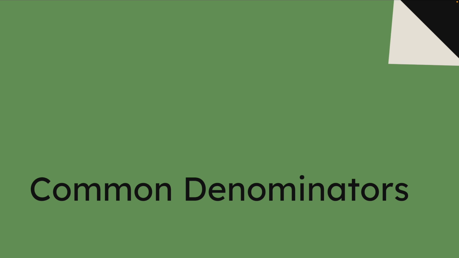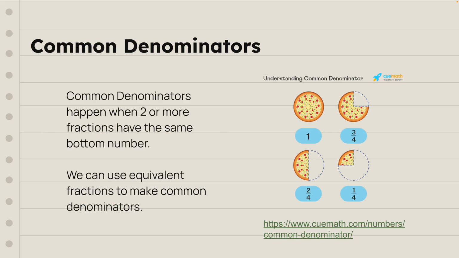Excellent. So let's look at how we find common denominators. Common denominators happen when the bottom number is the same. So we can actually use equivalent fractions in order to make common denominators. And again, remember, we like common denominators because they help us compare fractions easier.